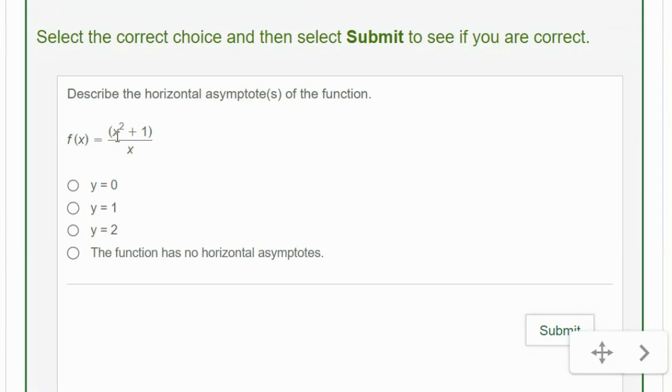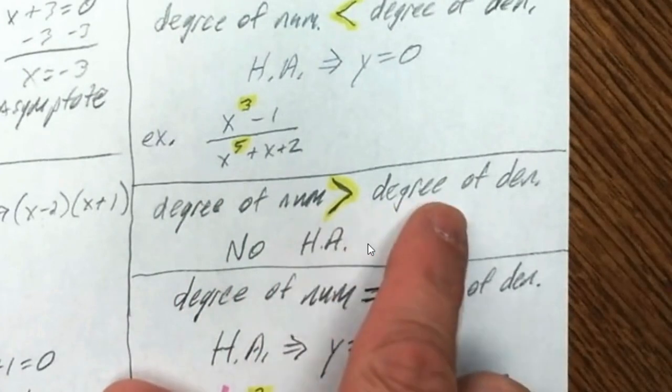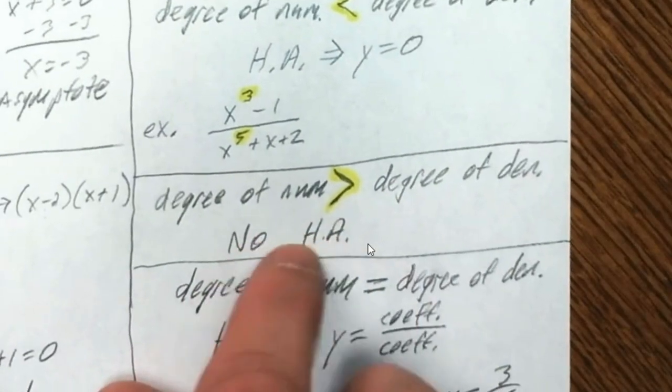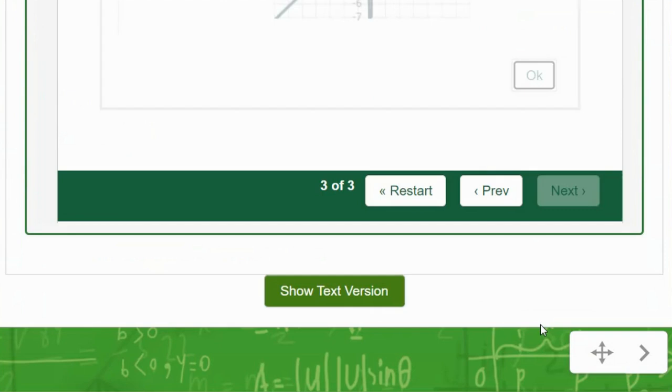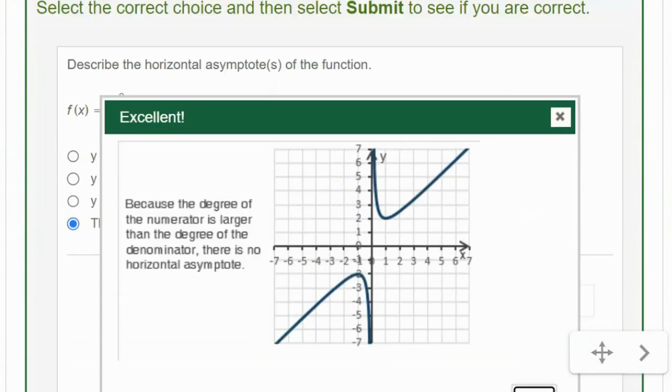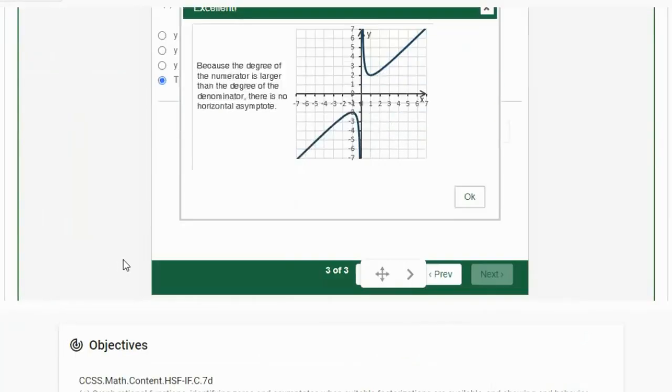Well, what do we see? We see there's a second degree and a first degree, so the numerator is larger. The degree of the numerator is larger than the degree of the denominator. There is no horizontal asymptote. None. Excellent. Okay, let's shrink this back down so we can see more of our page again.